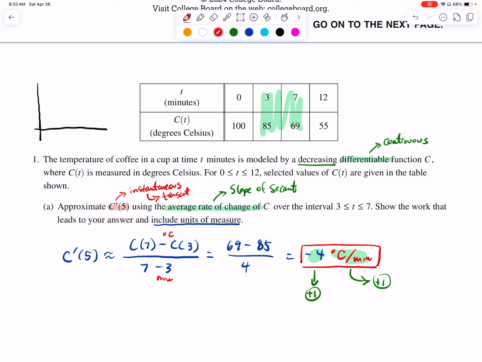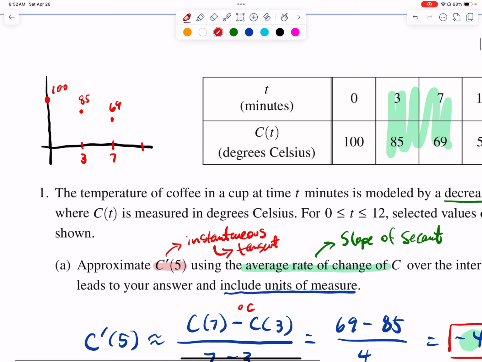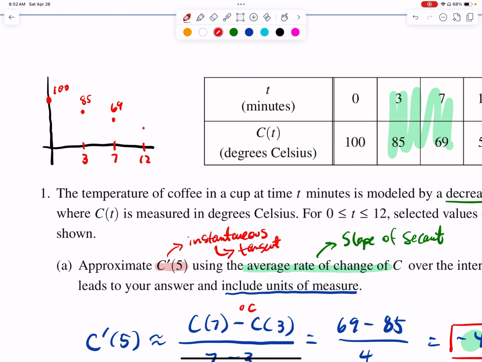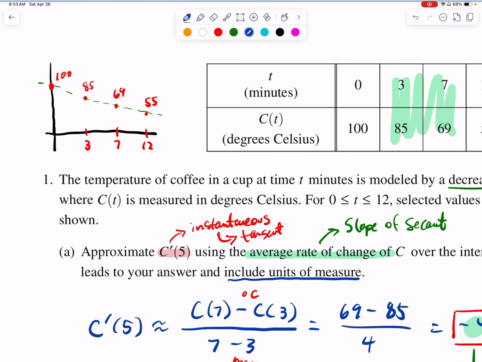So our first point here is at 100 at 0, so we'll say that's 100. And then at 3, we're going down to 85, 7, 69, and then a 12, wasn't it? 55. And you can visualize from your data that, of course, your function, if you can imagine a function here, would be decreasing.